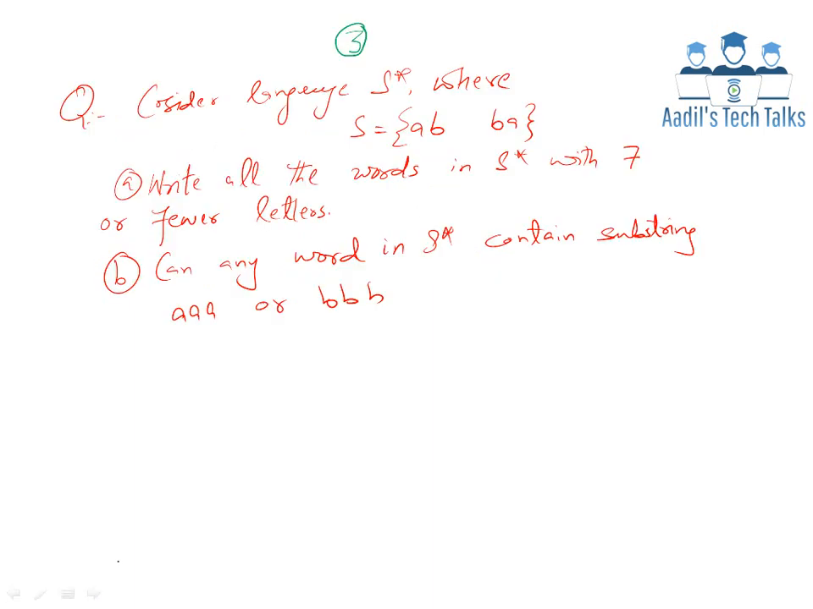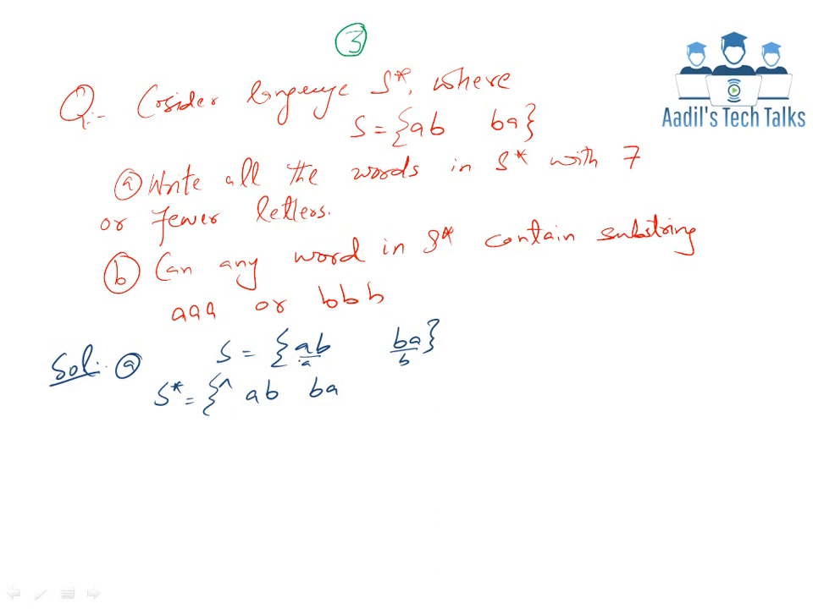Now the next question: consider the language S star where S is equal to {AB, BA}, and the question is to write all the words in S star with 7 or fewer letters. You can use the substitution method or you can directly design the set. I will directly design the set. Consider this is A and this is B. So first of all, for A we have AB, then for B we have BA.